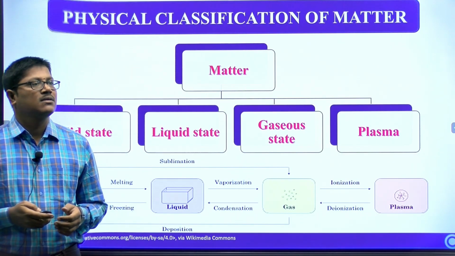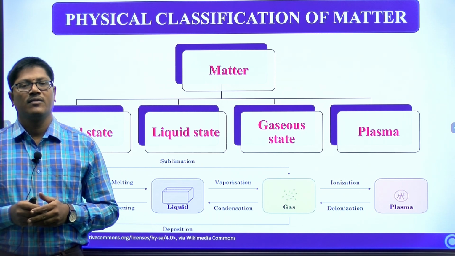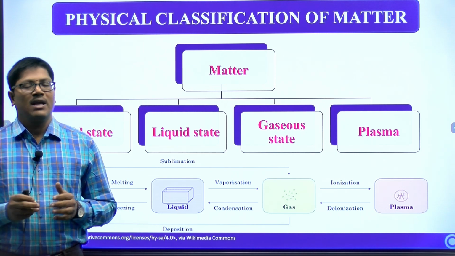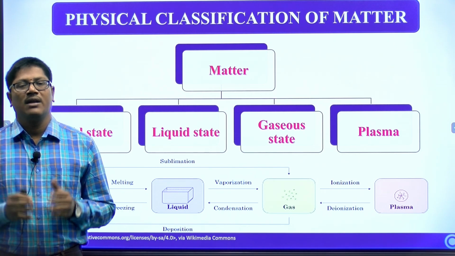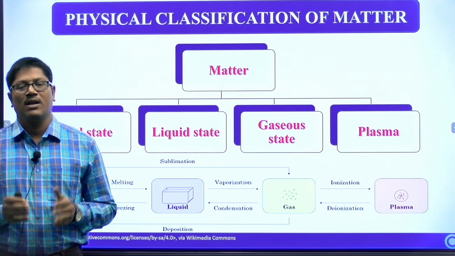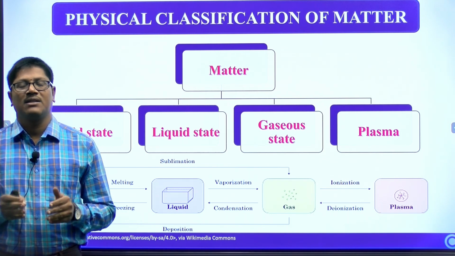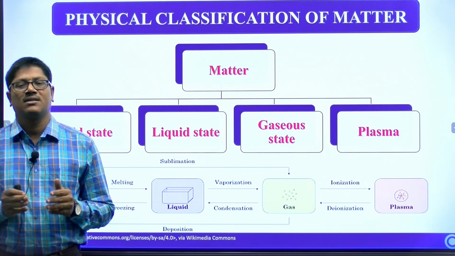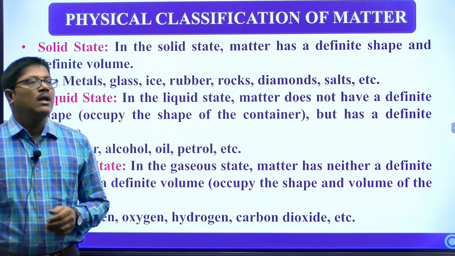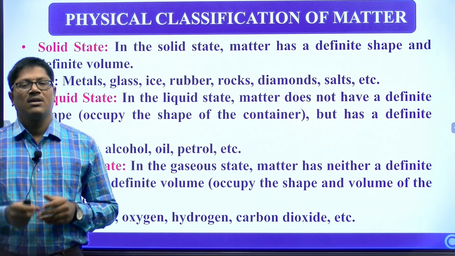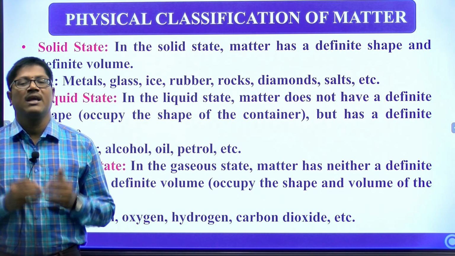Now let us go through the physical classification of matter. Matter can be classified into 4 types based on its physical state. Number 1, solid state. Number 2, liquid state. Number 3, gaseous state. And lastly, plasma. Let us discuss the solid state, liquid state, gaseous state and plasma state in detail.